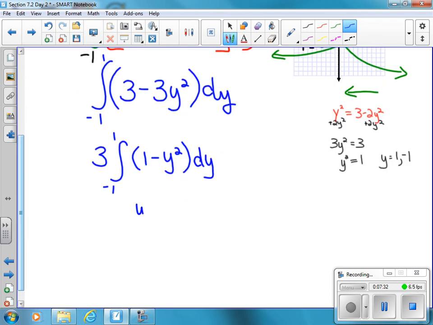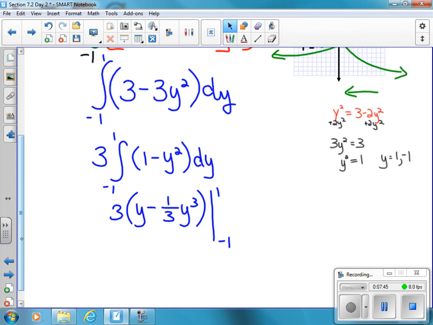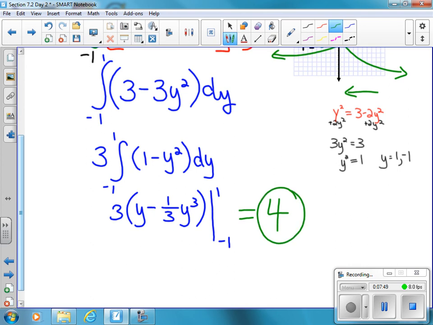So your antiderivative would be y minus 1/3 y cubed. Multiply that whole thing by 3 and evaluate it between negative 1 and 1. Your answer, when you do that, it better be 4. So check it out and make sure you can get the right answer.